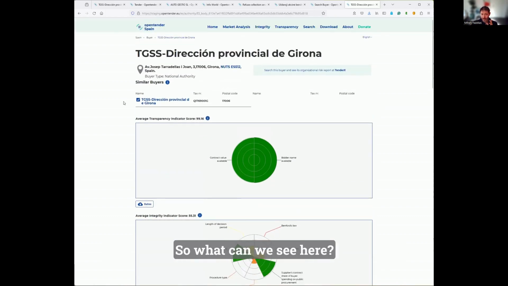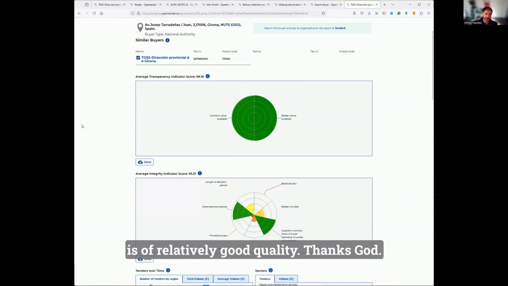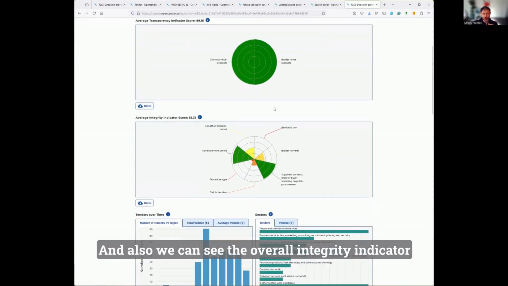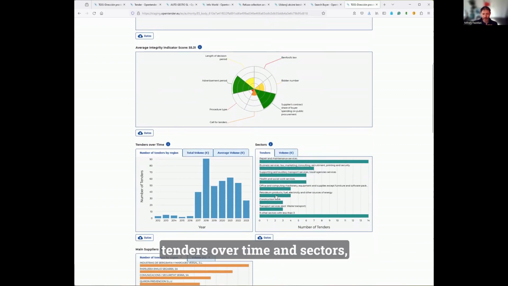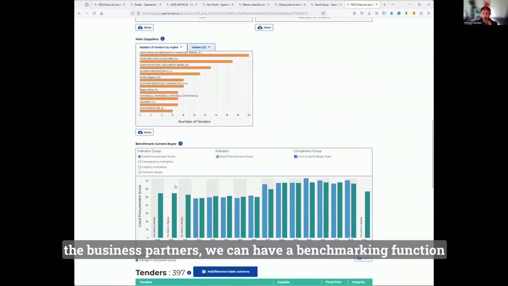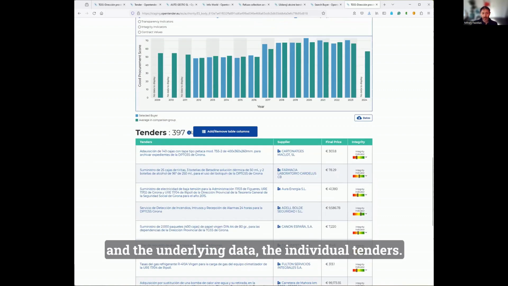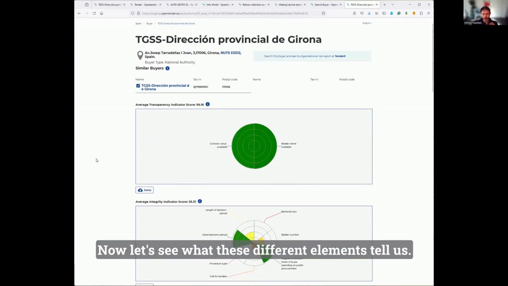So what can we see here? We can have an overview of the transparency. Data is relatively good quality, thank God. And also we can see the overall integrity indicator score of this organization, and then different tenders over time and sectors, tender numbers and volume. We can look at the business partners, we can have a benchmarking function, and the underlying data, the individual tenders.